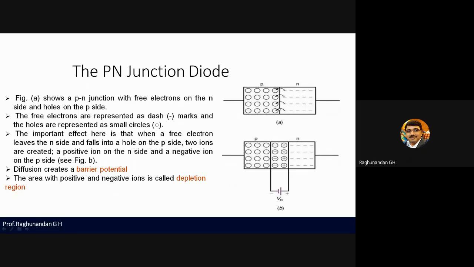So free electrons are represented by a minus dash symbol, and holes are represented by a small circle. When a free electron leaves the n side and falls into a hole on the p side, two ions are created, one positive ion and one negative ion. Because of this movement, a barrier potential is created. Basically, what is a barrier? And what is potential?